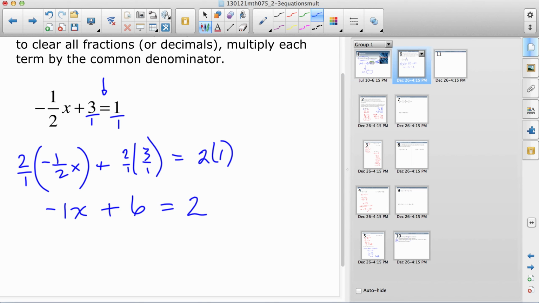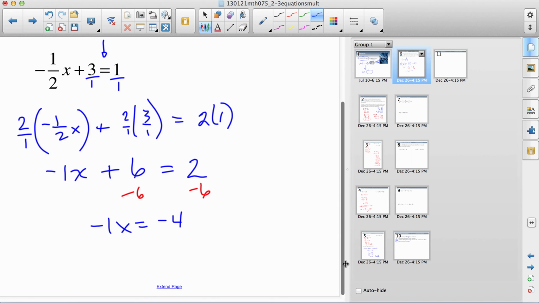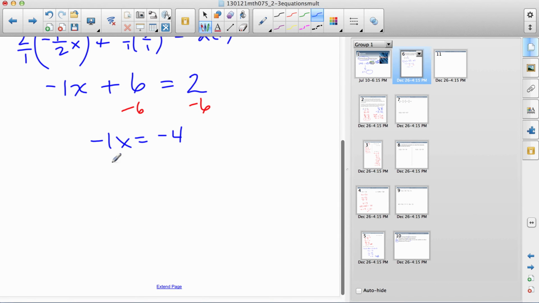Here I've got a 6, I want to move it to the other side, so I'm going to subtract 6 on both sides, and that will leave me with negative 1x is equal to, if I lose 6, I'm down to negative 4. Then I need to use the division principle to get rid of that negative 1, so negative 1x equals negative 4, and I'll divide both sides by negative 1. This side I'll wind up with an x, this side negative 4 divided by negative 1, positive 4.